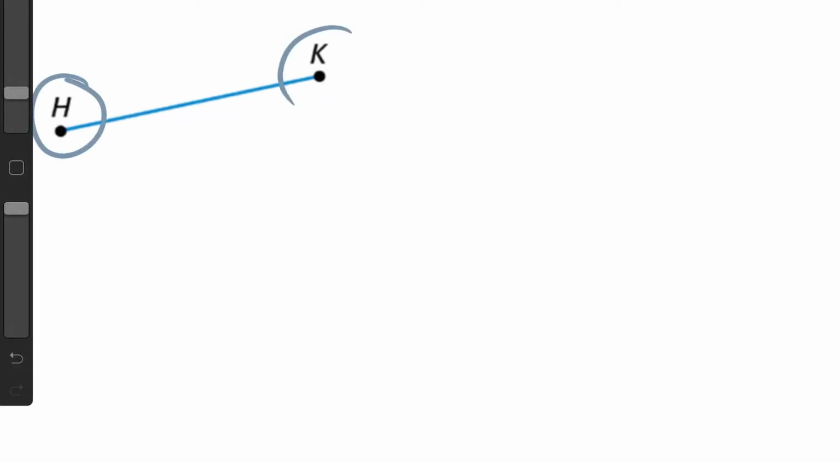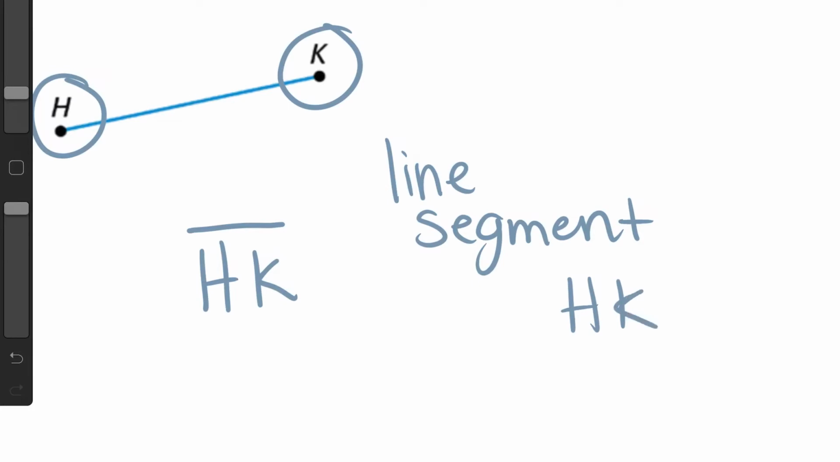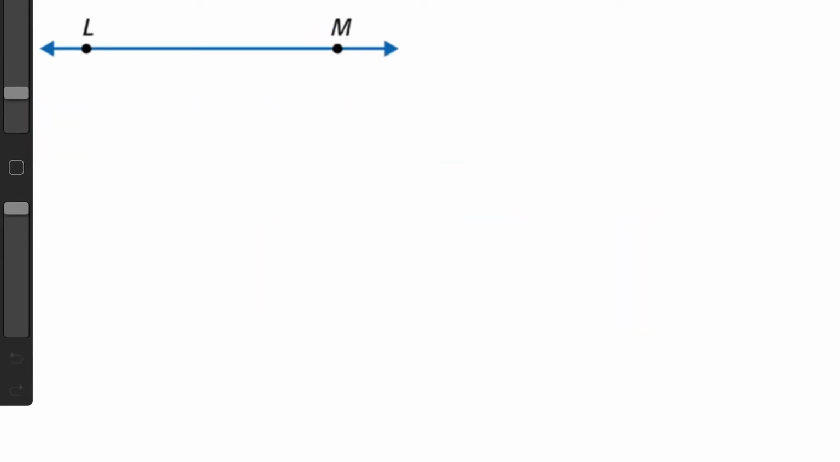This next one has 2 endpoints. So it's got HK and no arrows. If I was drawing it, it would be HK with just a straight line over the top. We call this a line segment if it doesn't have any arrows. So this is going to be line segment HK.